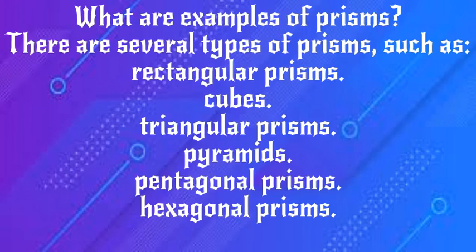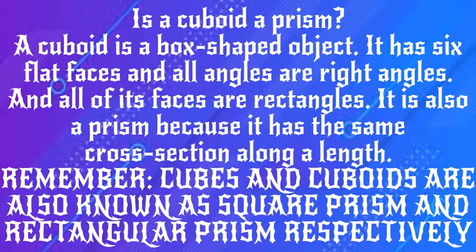What are examples of prisms? There are several types of prisms, such as rectangular prisms, cubes, triangular prisms, pyramids, pentagonal prisms, hexagonal prisms.